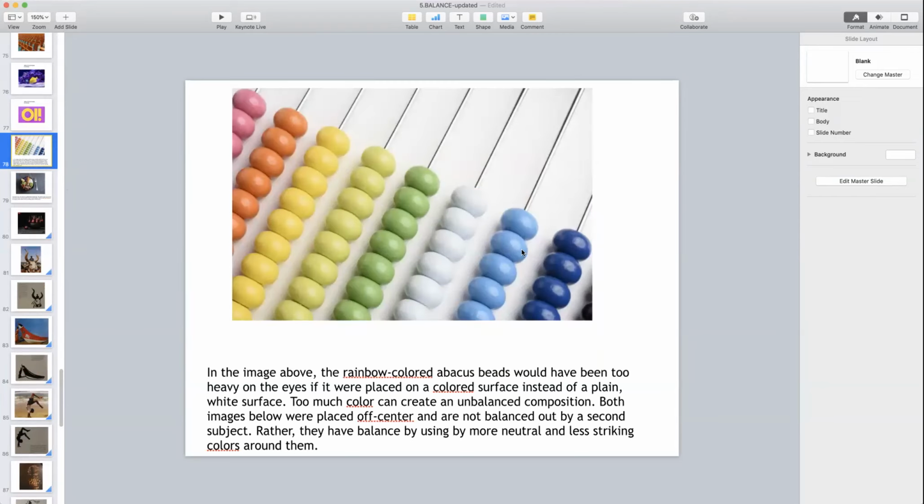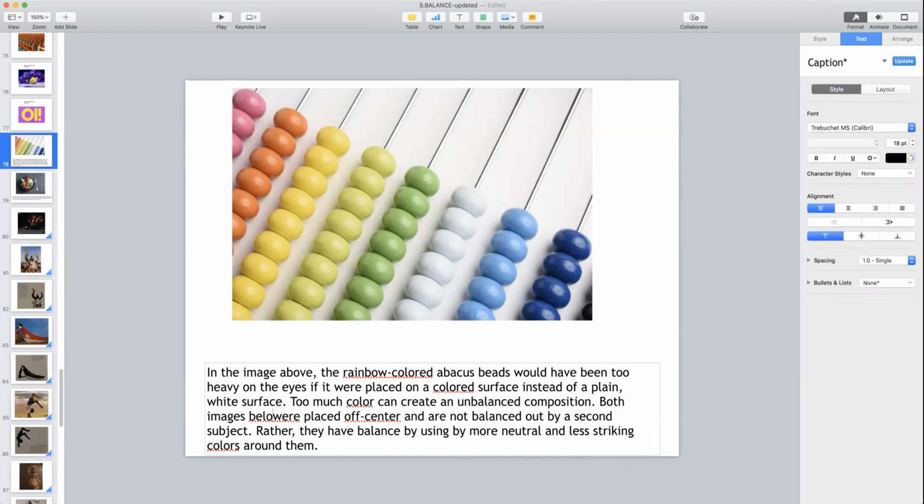Now, this is a very interesting photograph which I found over here. It's a combination of basically pastel colors. So look at these beads. These are mainly pastel colors, except the one prominent color which is blue, dark blue. The rest of them are basically pastel. So rainbow colored beads would have been too heavy on the eyes if they were placed on a colored surface instead of a plain white surface. Too much color can create an unbalanced composition. Both images were placed off center and are not balanced out by a second subject.